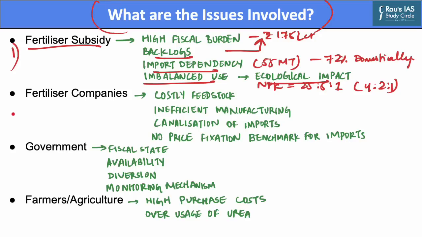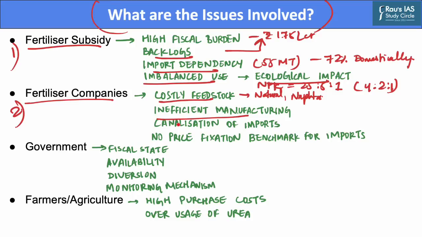The second issue involved is related to fertilizer companies, as they are dependent on costly feedstock such as natural gas and naphtha for production of fertilizer, which leads to a rise in purchase price of natural gas. Further, companies are involved in inefficient manufacturing practices, which is also due to the subsidy, which is based on cost of production. This subsidy base disincentivizes the company to lower the cost of production.